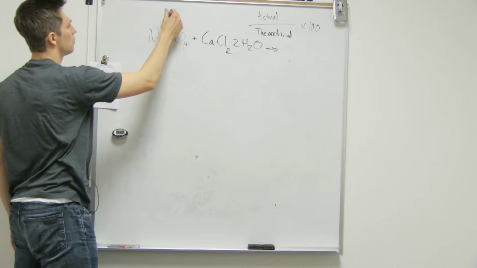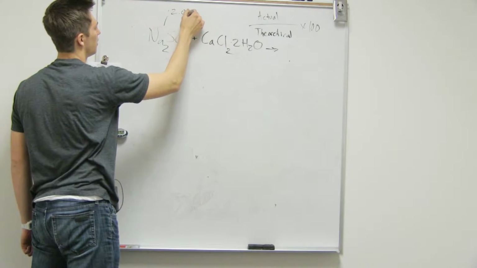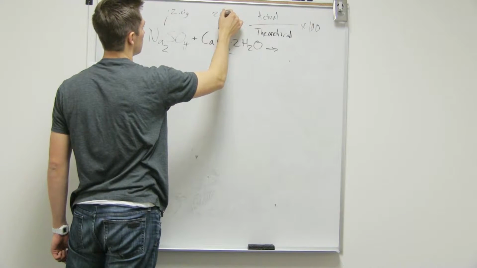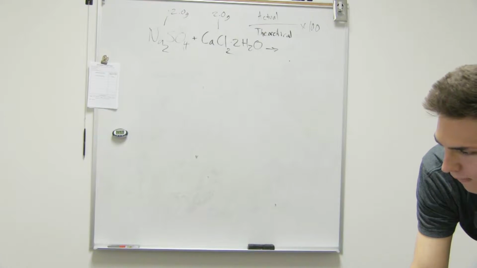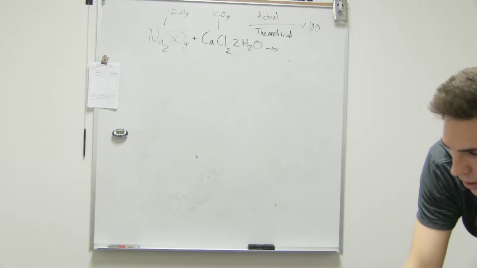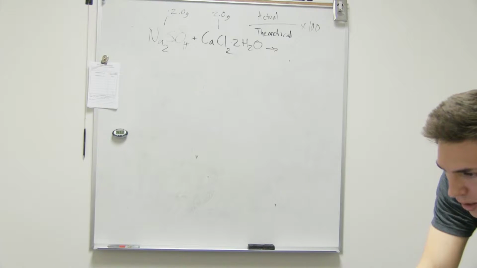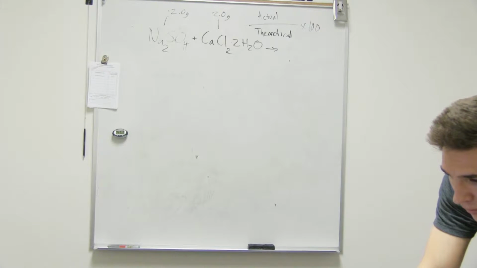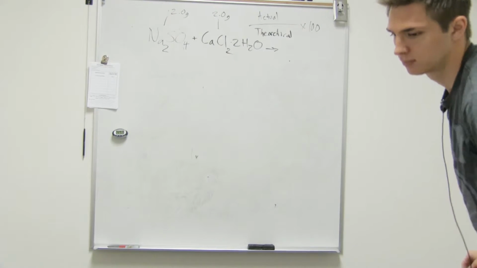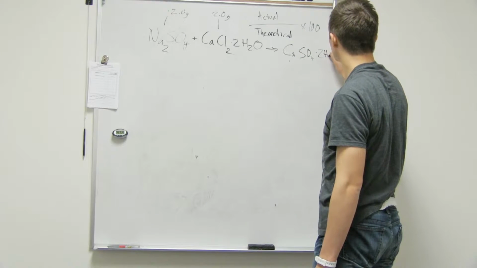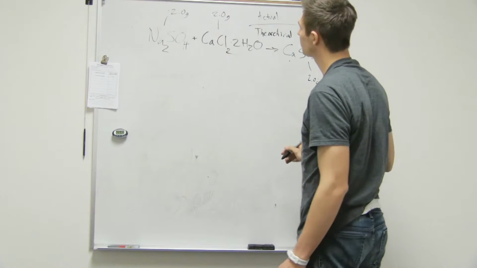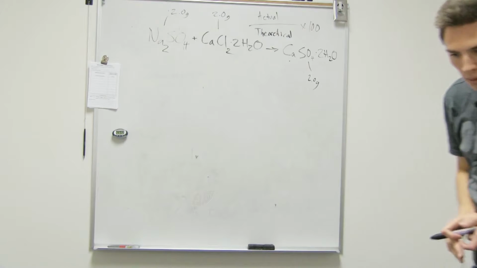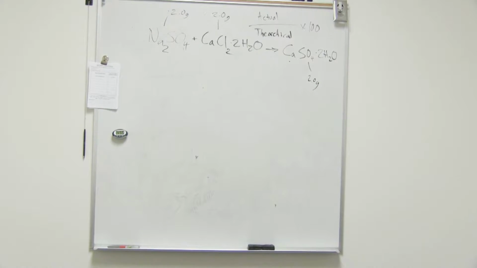We know that we have 2 grams of this, and 2 grams of this. Is that right? Yeah, 2 grams of that dihydrate and 2 grams of calcium sulfate dihydrate are collected. And this one is 2 grams right here. Okay. And we want to know percent yield.